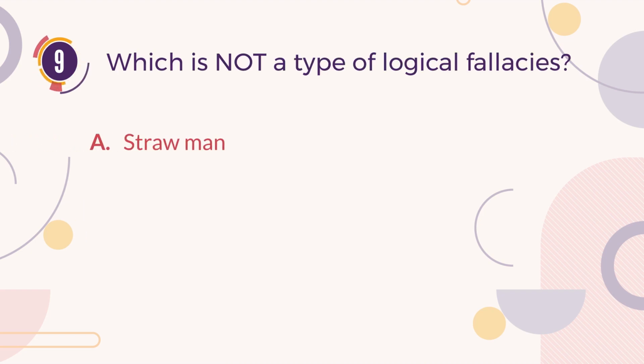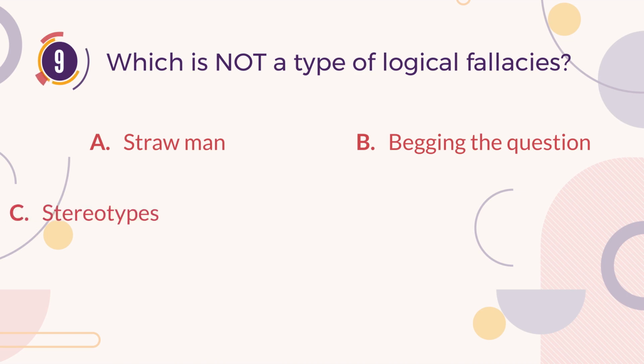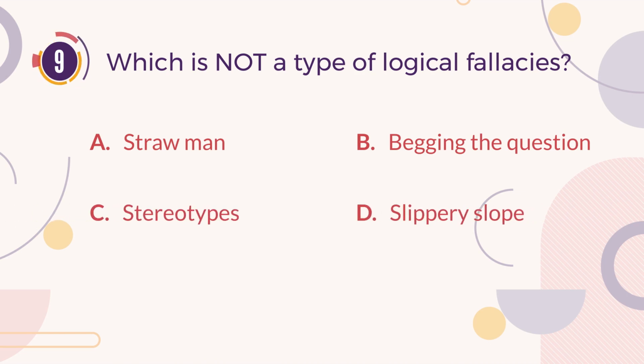Number 9. Which is not a type of logical fallacies? A. Straw man. B. Begging the question. C. Stereotypes. D. Slippery slope.